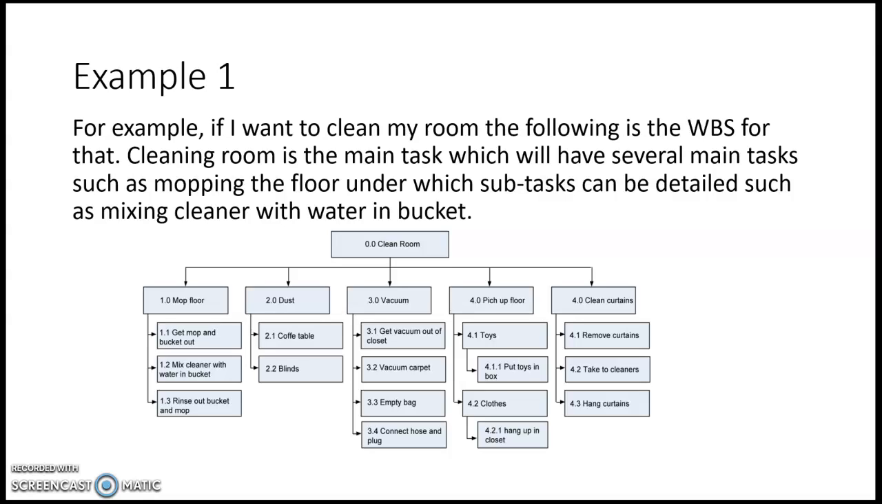So moving on to one example. For example, if we want to clean my room, the following is the work breakdown structure for that. Cleaning room is one of the main tasks, which will have several main tasks associated with it, such as mopping the floor, under which subtasks can be detailed, such as mixing cleaner with water in buckets. So we can see 0.0, which is clean room, and under that come the main tasks or deliverables, right? So first, 1.0, we have mop floor.